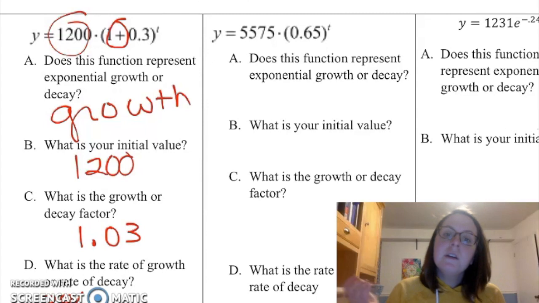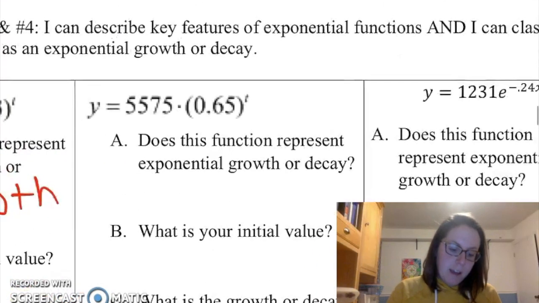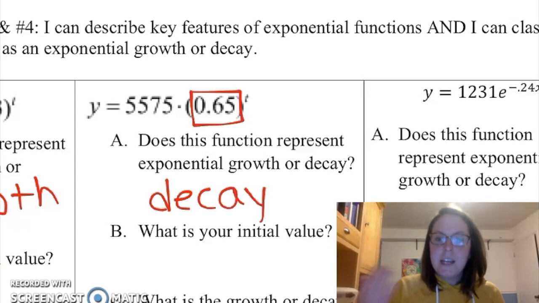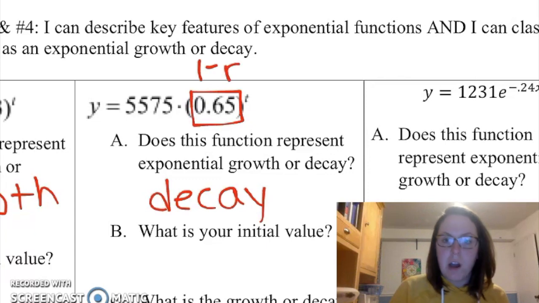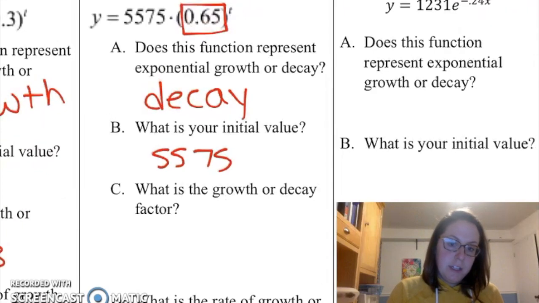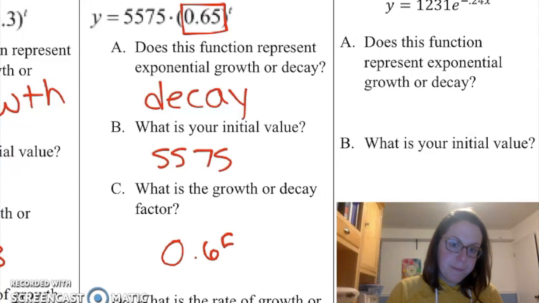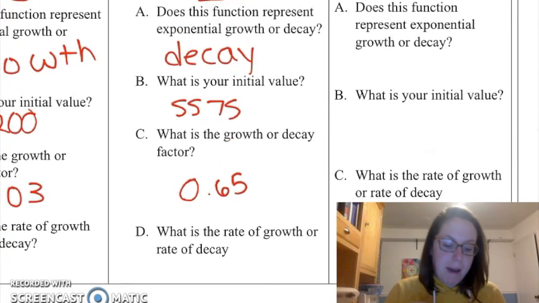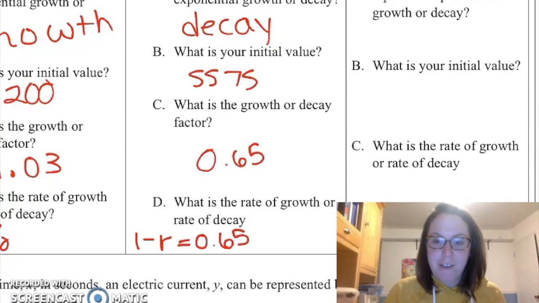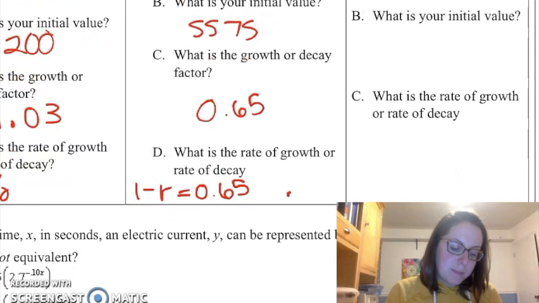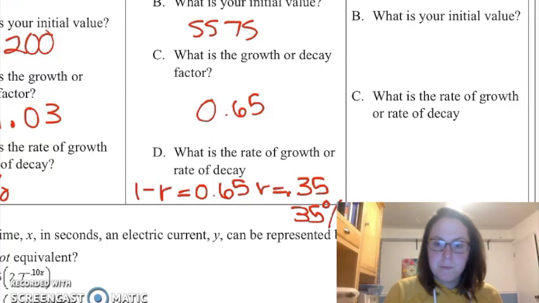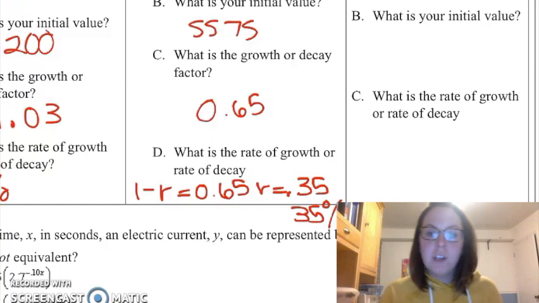The next one we're looking at, does this represent growth or decay? Now I can tell you that this one is decay, and here's how I know. The base of the t is less than 1, which means that was 1 minus r. So that's decay. The initial value is 55.75. The factor is just that number in there. And then the rate, or the percent, is the amount that it's losing. So remember, we knew this was 1 minus r equaled 0.65. So if I solve that, r is 0.35 or 35%. So basically, if you had 65% left over, you've lost 35%.